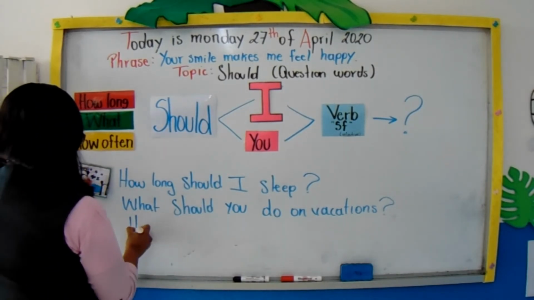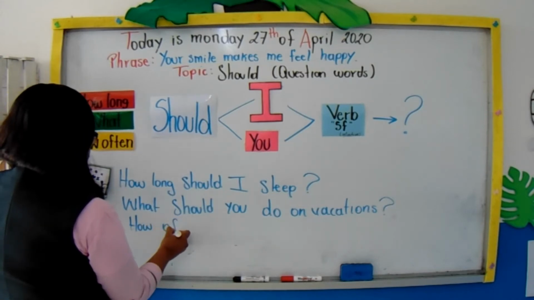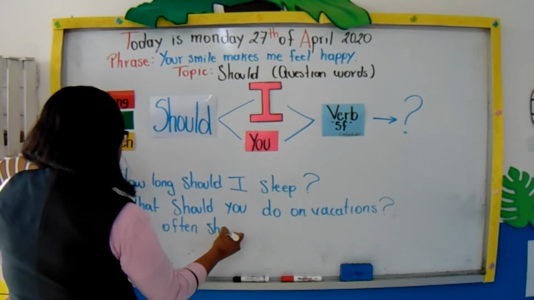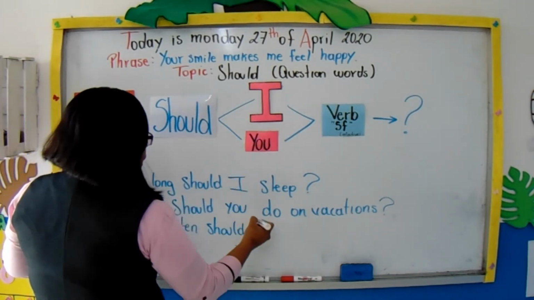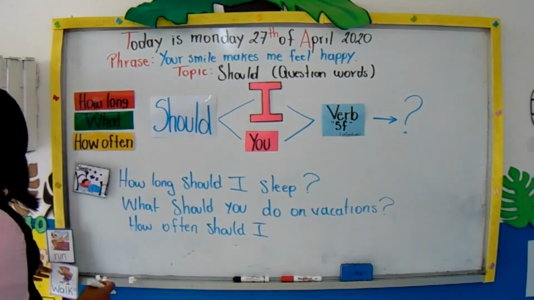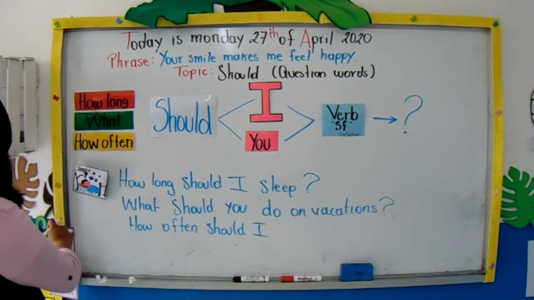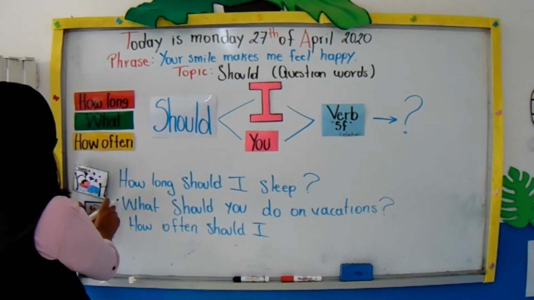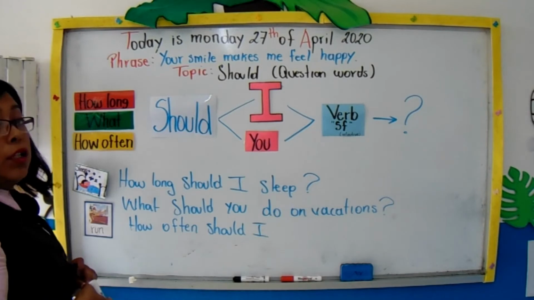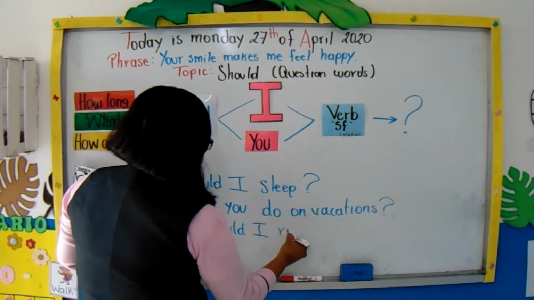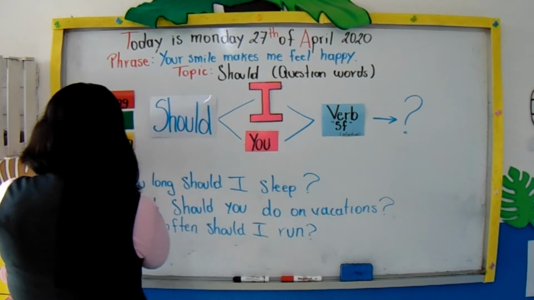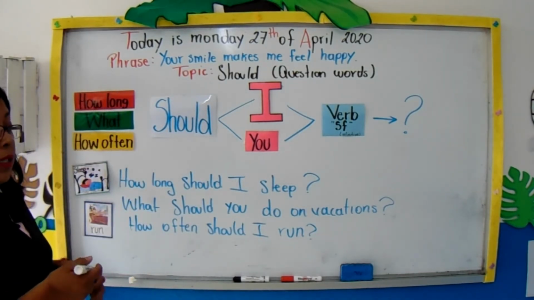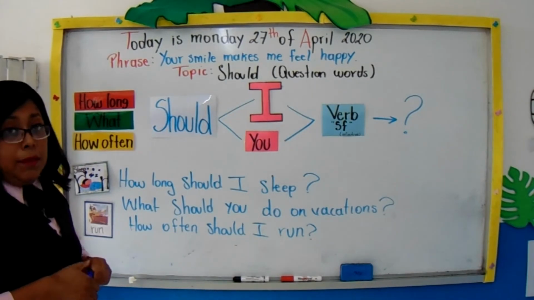And then we have to use how often, the meaning of how often, qué tan seguido, should I, and we have to use our verb, it is run. The meaning of run, correr, right? So, how often should I run? In Spanish, it is, ¿qué tan seguido debo de correr? Right? So, up to here, do you have problems?